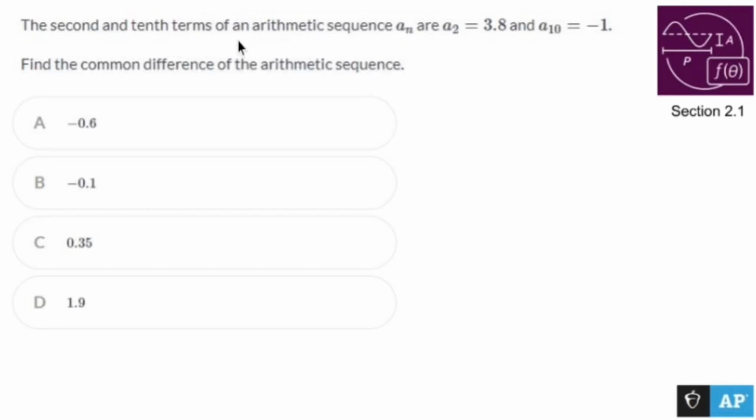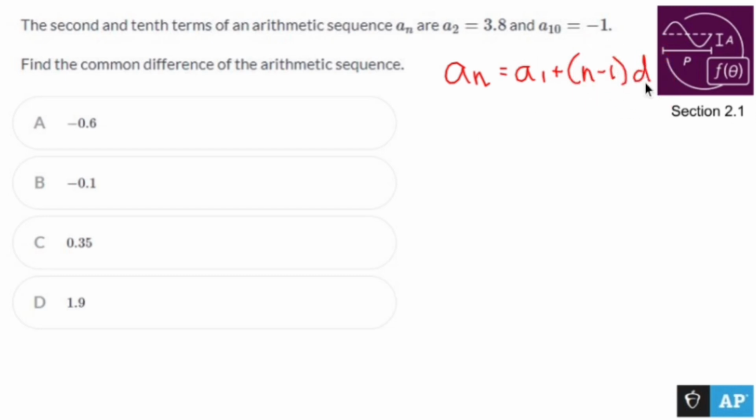The second and 10th terms of an arithmetic sequence are, the second term is 3.8, and the 10th term is -1. Find the common difference. Well, usually when I deal with arithmetic sequences, I look at this formula right here. A sub n is going to equal the first term plus whatever term I'm talking about minus 1 times the common difference.